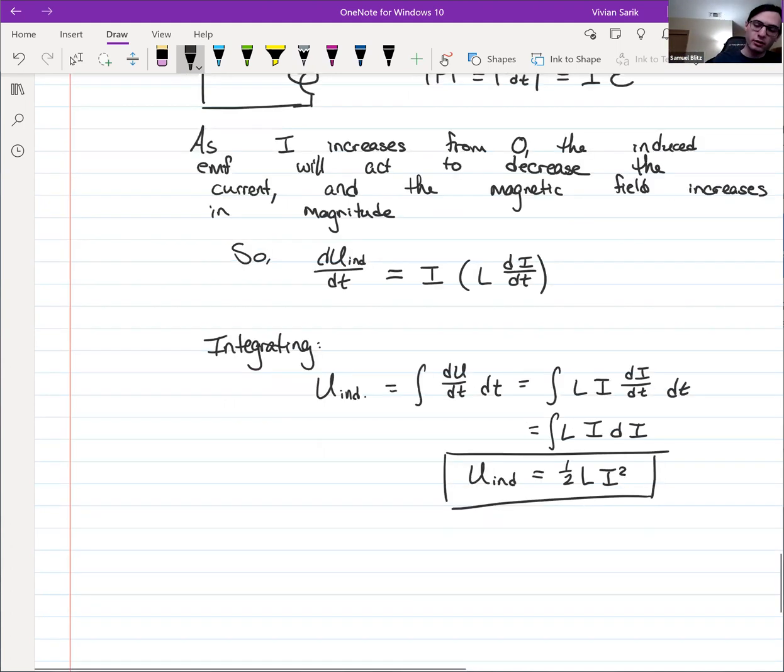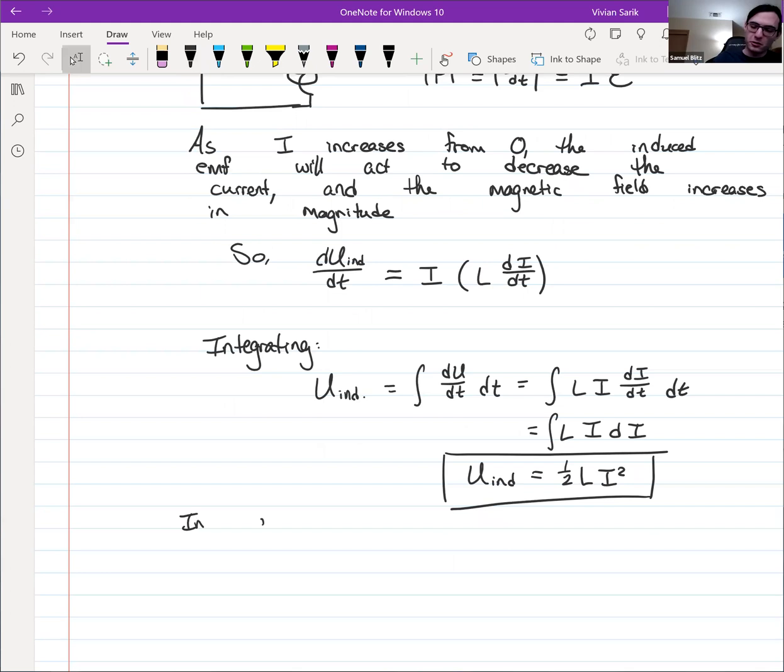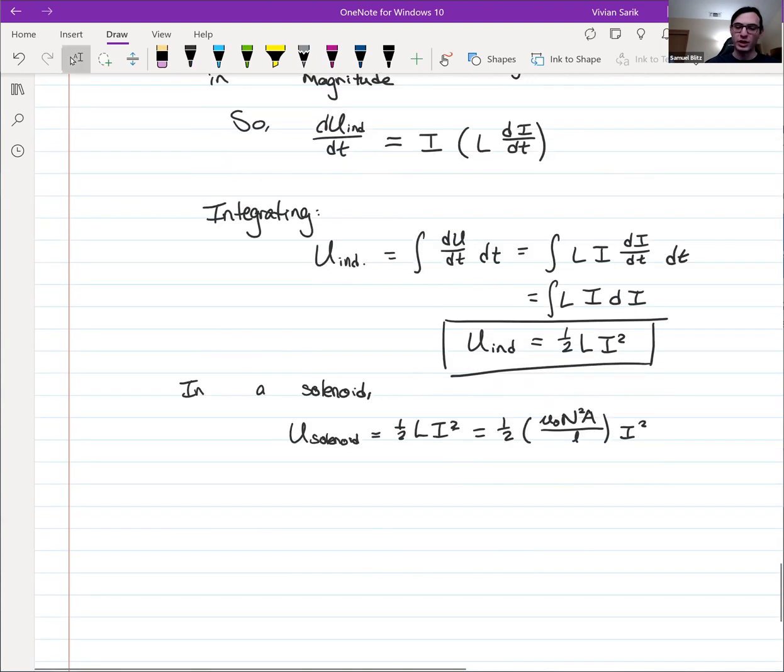So in a solenoid, as just established, it's 1/2 Li squared, and we know the inductance of a solenoid. This is 1/2 times mu naught times n squared A divided by L times I squared. And so now we can just do some algebra to it. We get 1/2 mu naught Ni over L quantity squared times AL. All I'm doing is multiplying and dividing by 1.